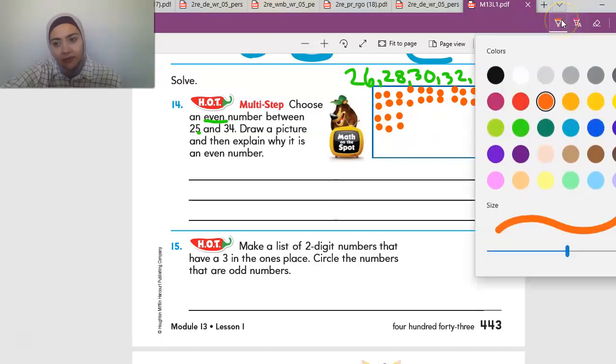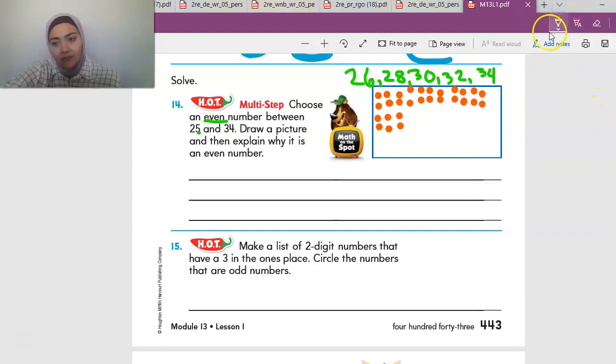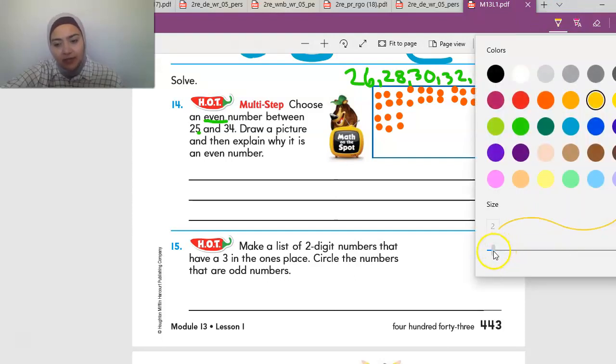Now I'm going to go through and I'm going to circle my pairs. So I'm going to circle every 2.